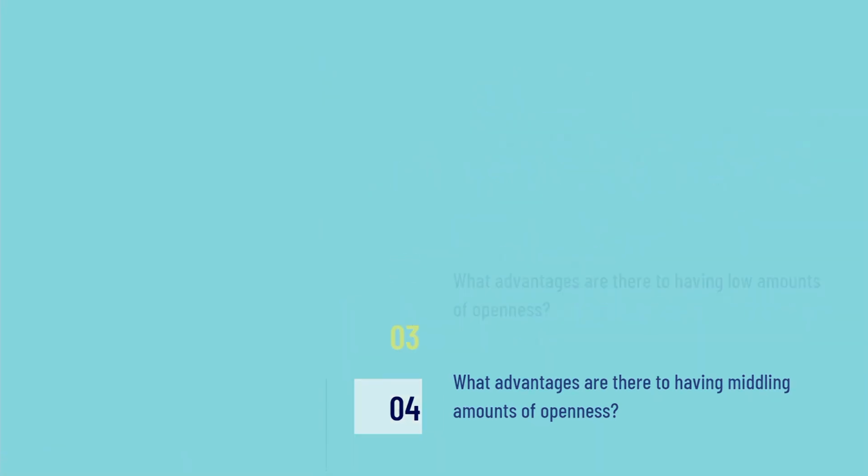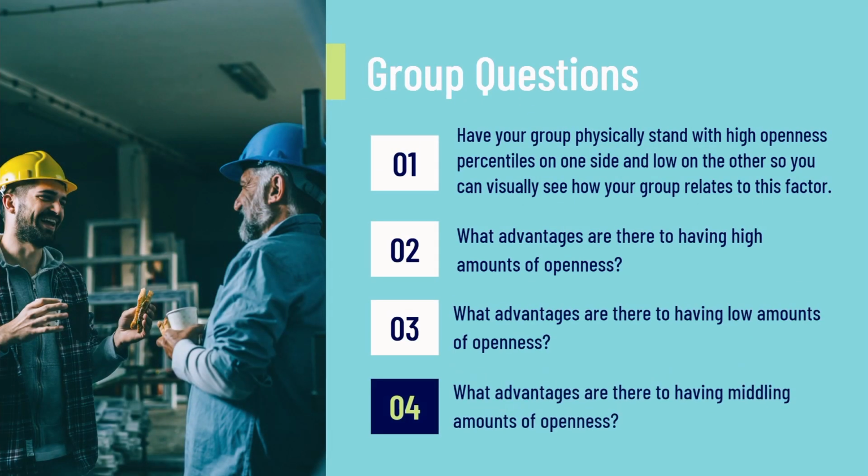Now, last question. What advantages are there to having middling amounts of openness? Talk about that amongst your team.